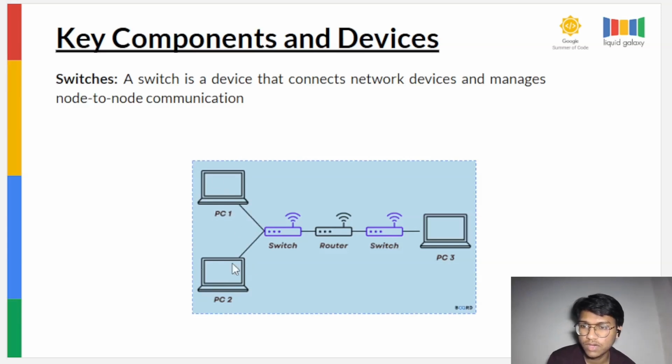This PC1 is a node and this PC2 is a node. So this switch is sending the data to its destination. Like if we want to send the data to PC1, then this switch will do this thing.